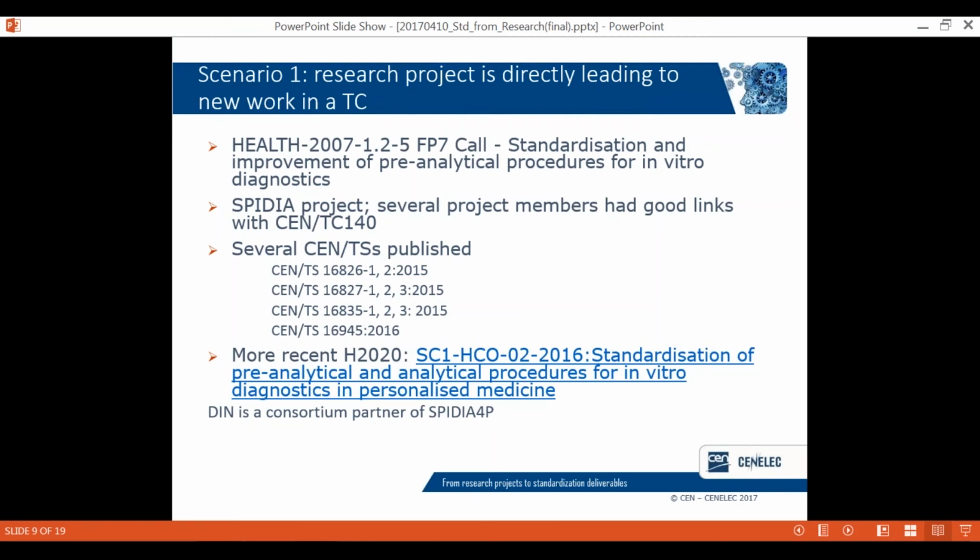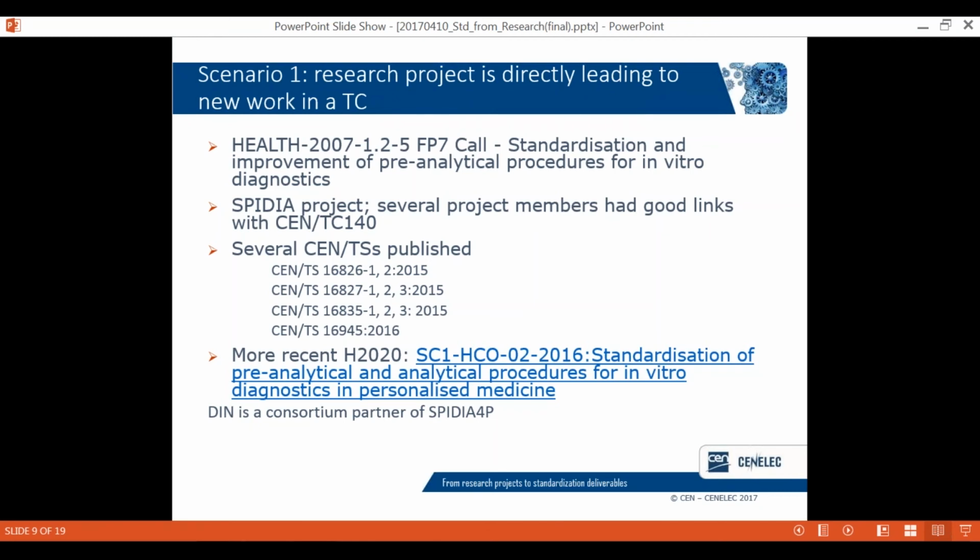And in terms of standards resulting from this project, several CEN technical specifications have been published. There has now been a follow-up call under Horizon 2020, and DIN, who holds the secretariat of this TC, is a consortium partner of the new project SPIDIA 4P. And we can expect some further contributions to standardization as a result.